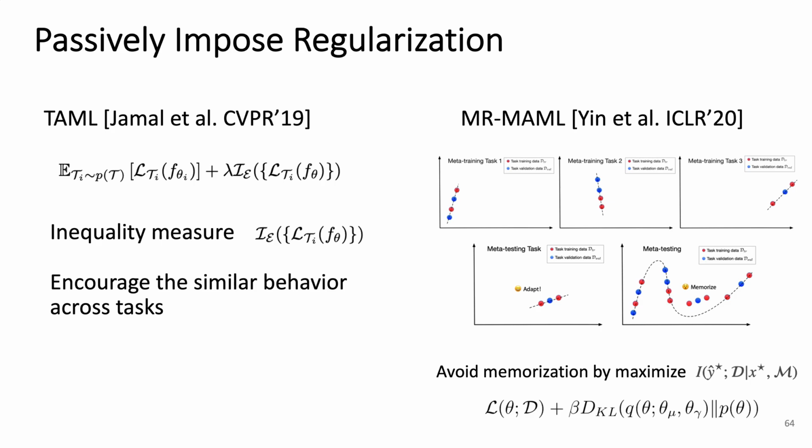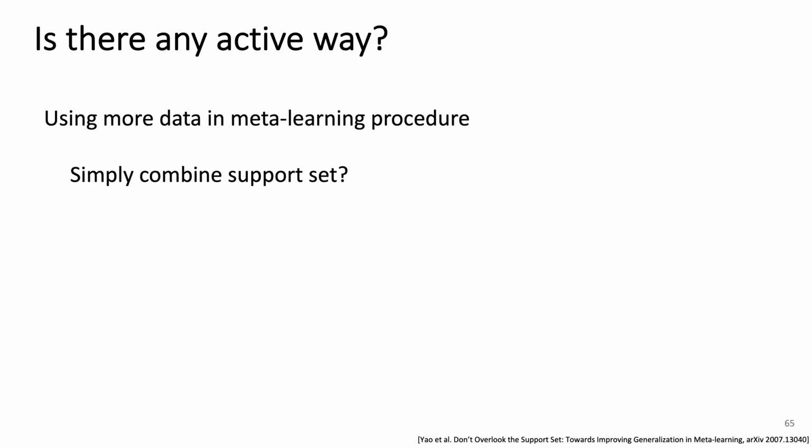So these works propose solutions with passively imposed regularization. There is one question: is there any active way? To overcome the overfitting problem, one way is to introduce some regularization, and another way is to actively add more data. So can we use more data in the meta-learning procedure? We have a support set and a query set, and as the previous figure shows, the model can overfit the query set but performs very badly on the support set. So our question is, can we also use the support set in the outer loop to optimize theta?